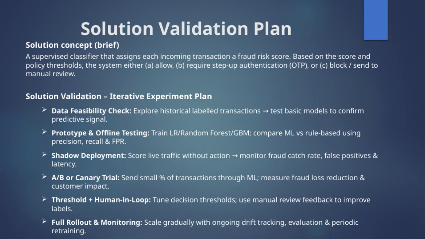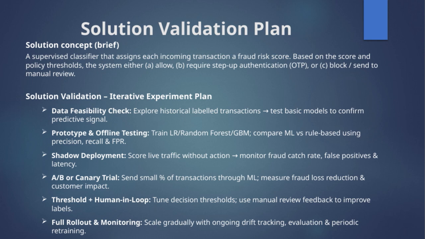Next, let's talk about how we validate this solution through an iterative experiment plan. First, we start with a data feasibility check. This involves exploring historical labeled transactions to test basic models and confirm that there's a predictive signal we can leverage. Then, we move into prototype and offline testing. Here, we train different models like logistic regression, random forest, and gradient boosting machines, comparing their performance against rule-based systems using metrics like precision, recall, and false positive rate.